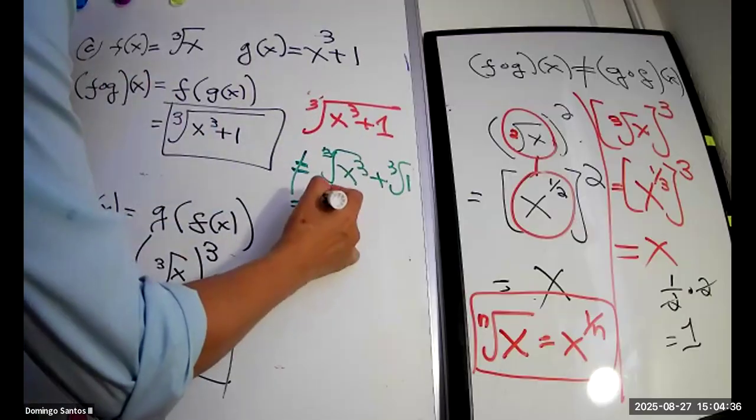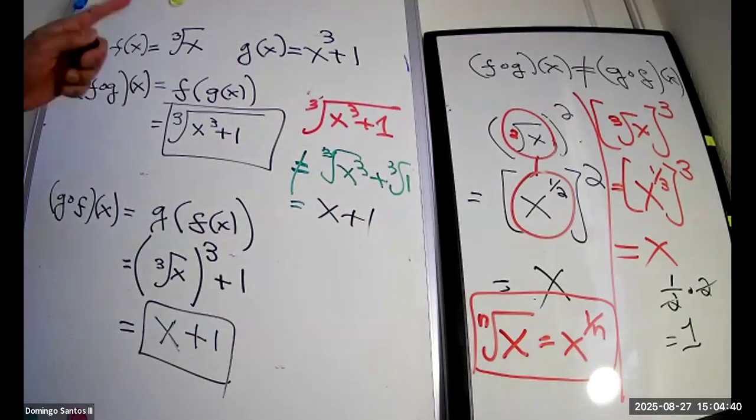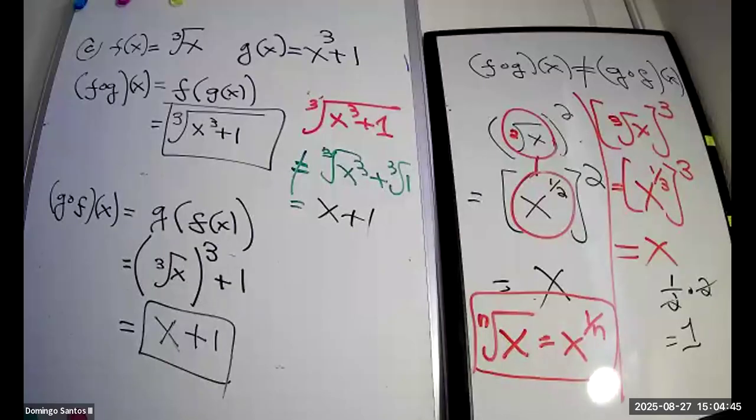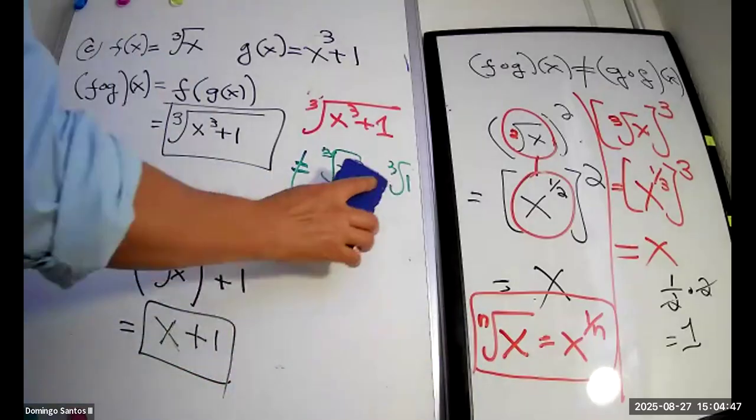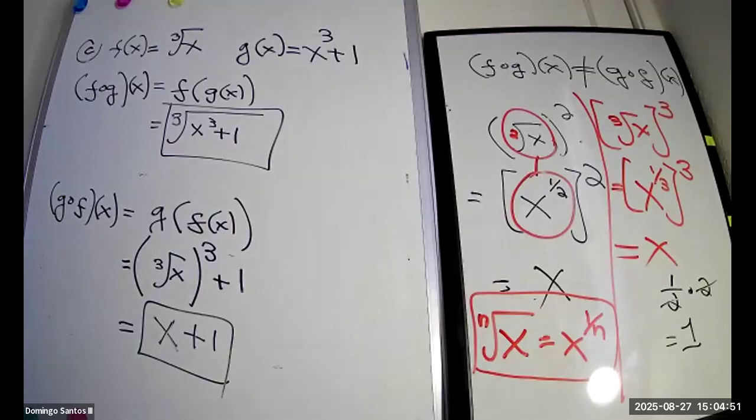Because what is this? This is x, right? And what's the cube root of 1? We also know that it's 1, right? But again, it doesn't work that way. Okay? Make sense? Okay. So let's just leave it at that.